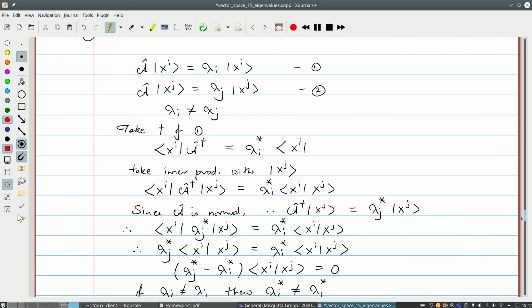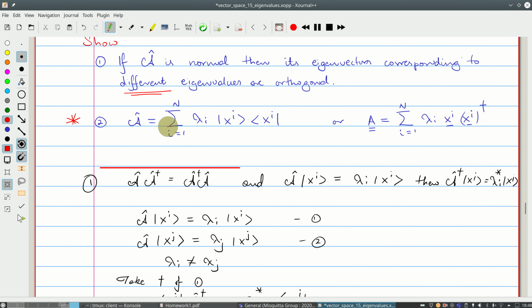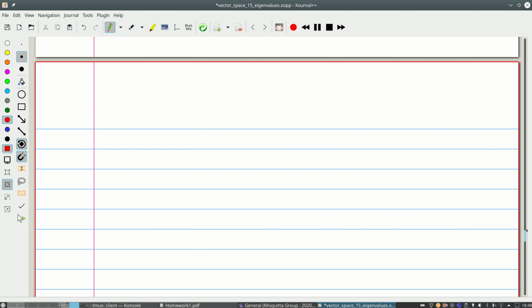Now the next thing I'd like to show is quite a surprising result. This is this one here, that we can write a normal operator or a normal matrix in terms of its eigenvalues and eigenfunctions in this form. So what we're going to show now, that's number 2, I believe, is that A hat is equal to the sum I goes from 1 to n. Remember, n is the dimension. N is the number of eigenvectors you're going to find in this space.